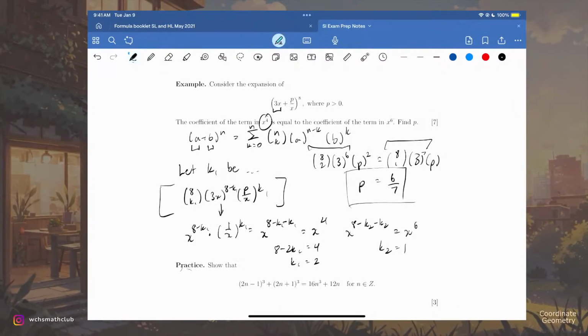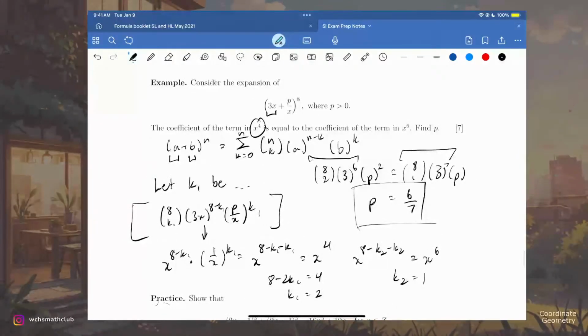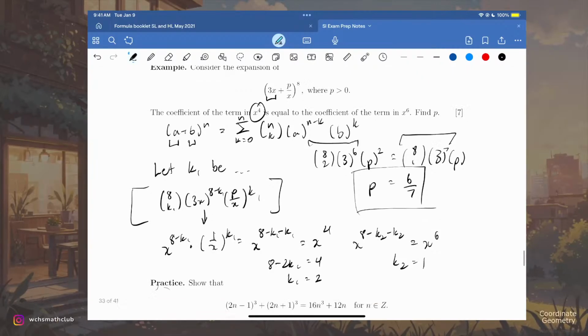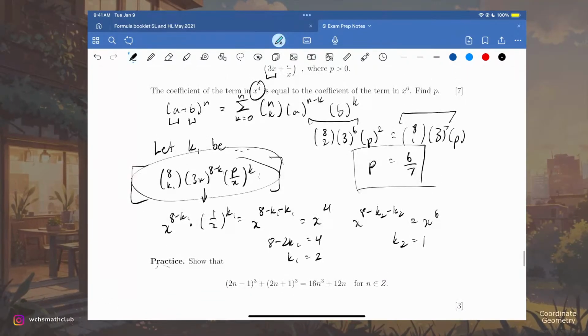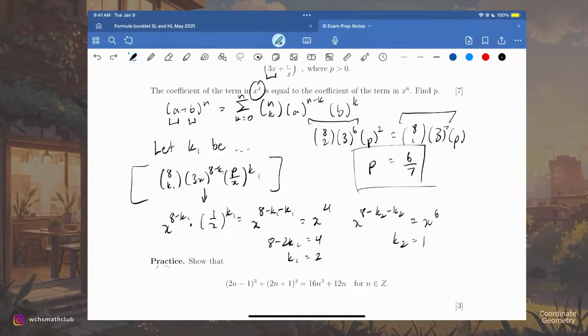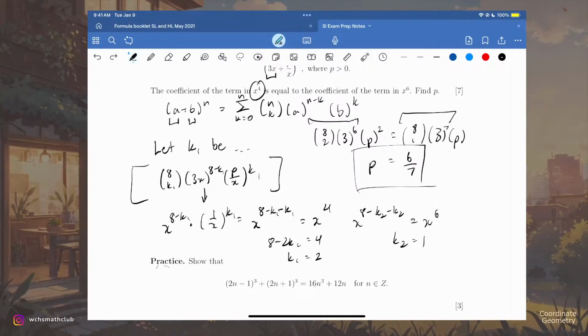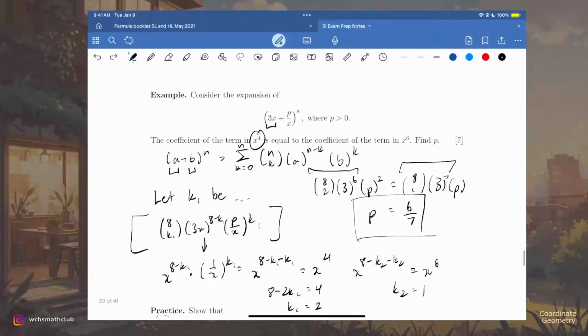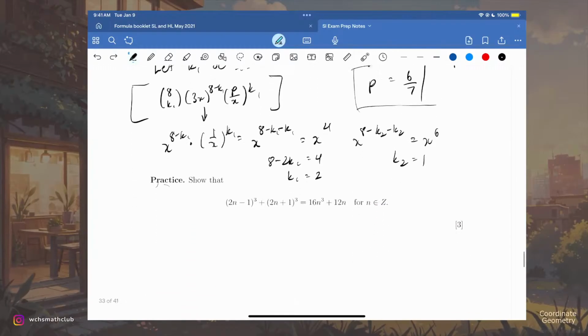Essentially what we just did was we took all the given information, so we represented the term that had the x to the power of 4, just like so, like this chunk right here. And then we took out every single value of x, and then we looked at the exponents, and you can see that x to the power of 8 minus 2k equals x to the 4. Solve for that value of k, and the same thing for x to the 6. And then you set the coefficients equal and you solve for p. So essentially, the master tip I can give you is just write everything in terms of math and then solve for whatever you need to find.